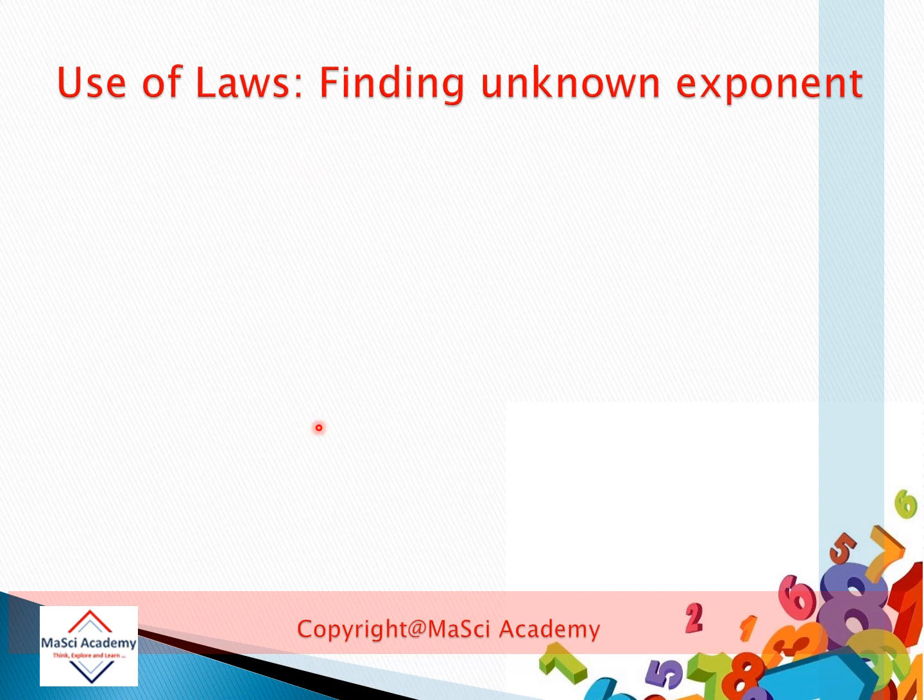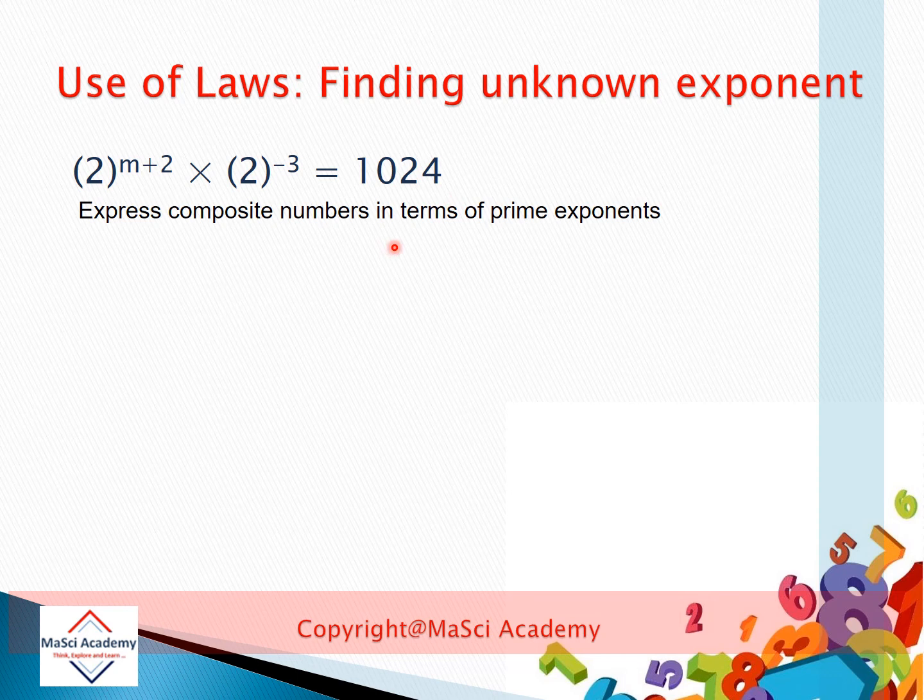The next use of laws of exponents is to find the value of unknown exponent in an equation. For example, 2 to the power m plus 2 multiplied by 2 to the power minus 3 is equal to 1024. Here we have an equation that has 2 as the base on the left hand side and there is a composite number on the right hand side. For any equation, we first find the prime factors of the composite numbers involved there. In this example, 1024 can be written as 2 to the power 10.